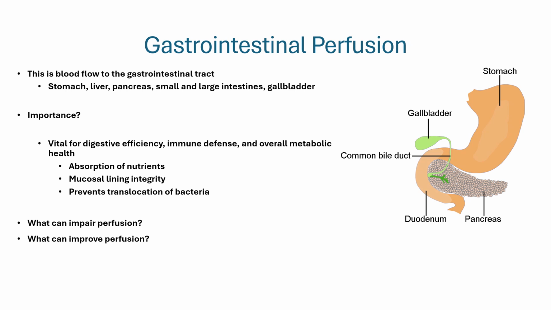Impaired perfusion, again, is anything that impairs our volume. Duodenal ulcers, those kinds of things, losing fluid, losing acids. Improving perfusion is going to be volume. It's going to be fluid.